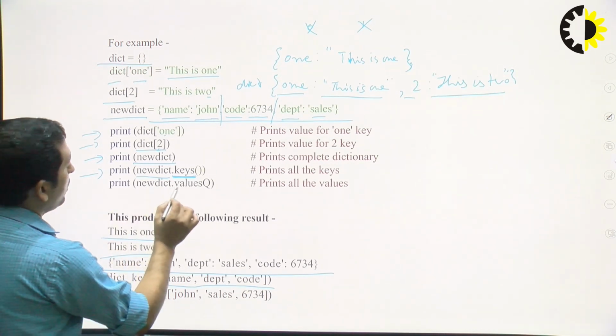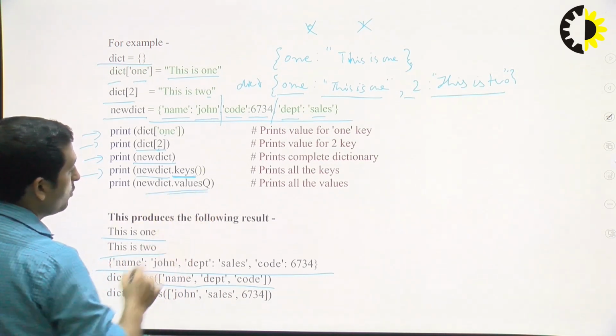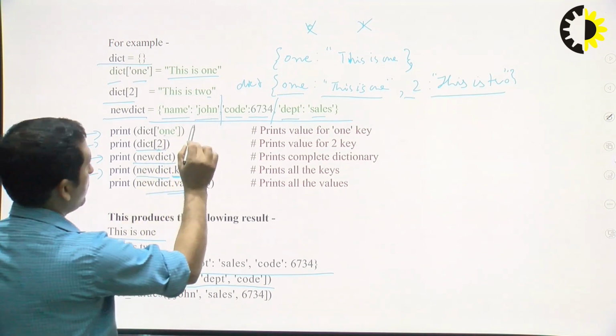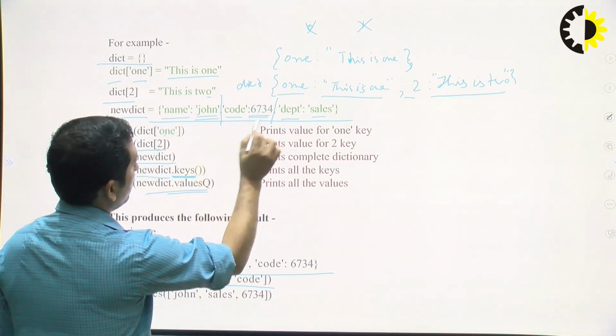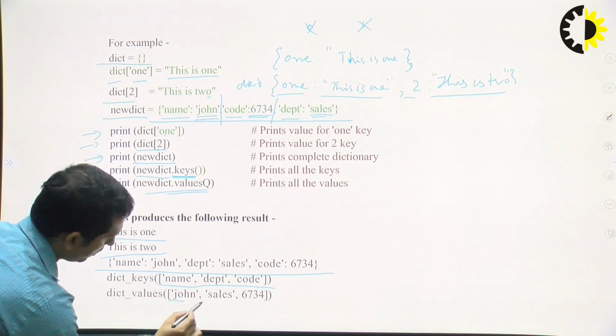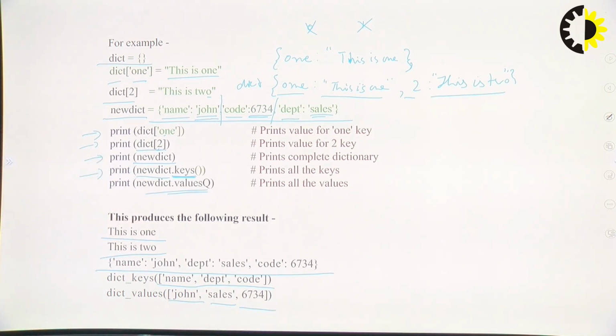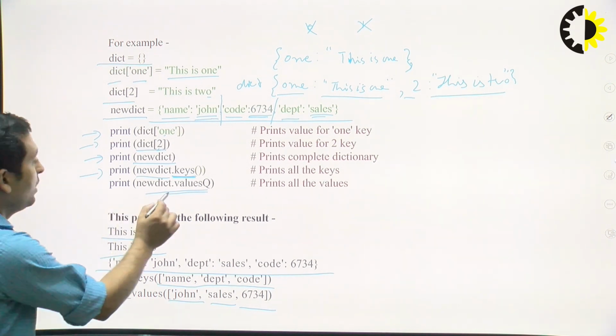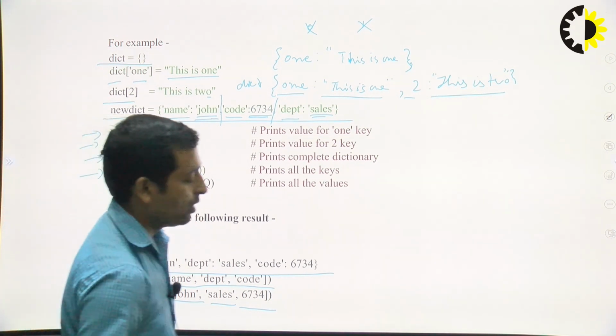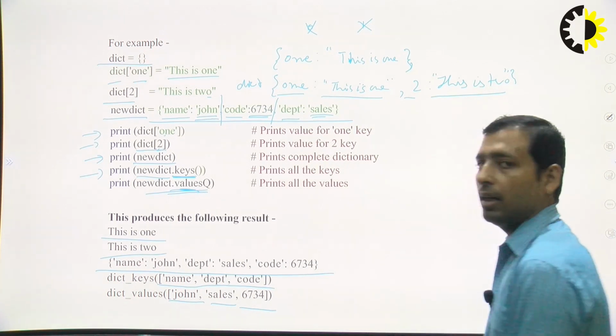Next is new dict dot values. The values in the new dict are John, 6734 and sales. These are 3 different values. So these are two different methods, keys and values, applied on the dictionary.